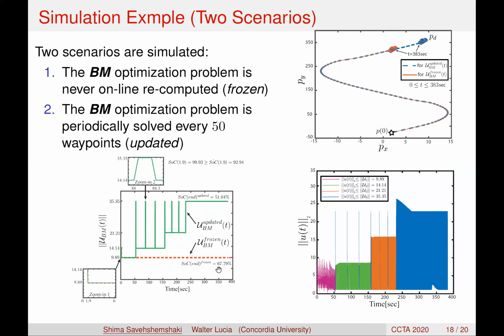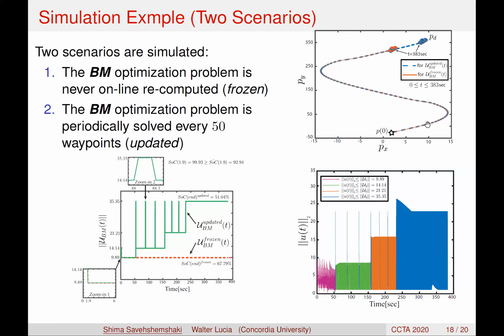Then we are also showing when it is updated at t equal to 1.9, when the 50th waypoint is reached. At this time, BM realizes that the current state of charge is greater than the predicted one, as you can see here. So the BM optimization can be resolved, and the same reason applies to all the other time instants when the optimization is resolved and the profile is updated. The updated profile is also shown in green here. Furthermore, you can see here the final state of charge for each scenario, the updated scenario and the frozen scenario.